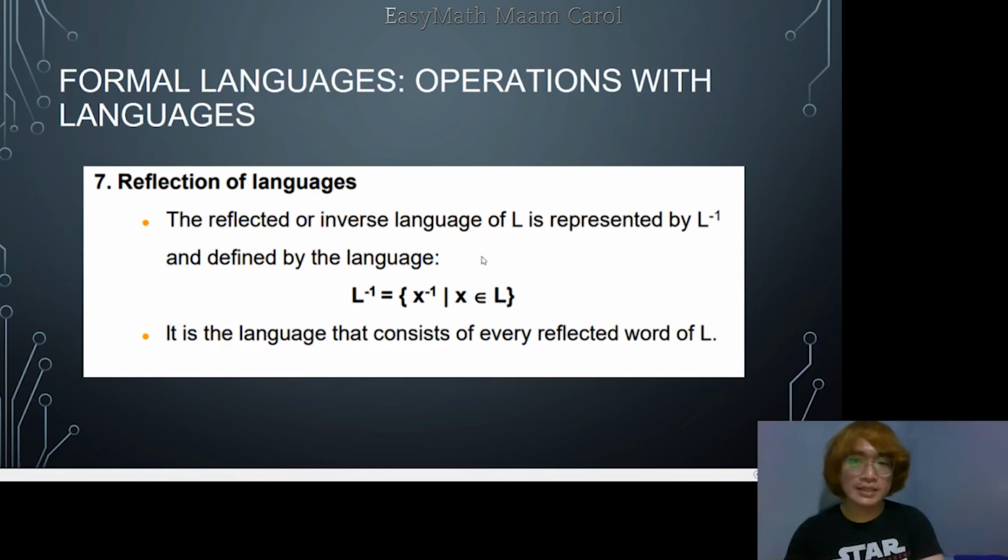Lastly is the dash operation with language, reflection of languages. The reflected or inverse language of L is represented by L raised to negative 1 and defined by the language L raised to negative 1 is equal to X raised to negative 1 such that X is in L. Even if you raise it to negative 1, X is still in L. It is a language that consists of every reflected word of L. Reflection means mirror: you just mirror the contents of that language. For example, given a language L containing 1, 2, 3, raising it to negative 1 gives 3, 2, 1.